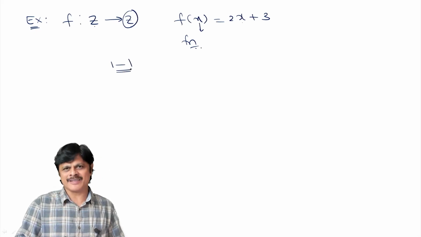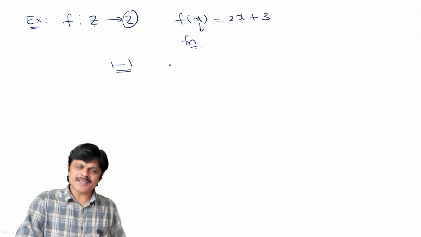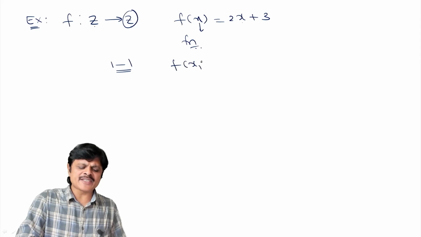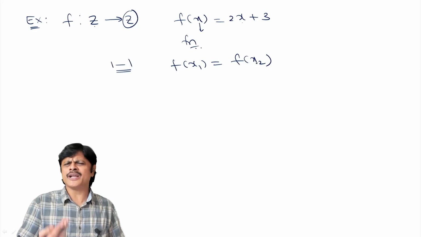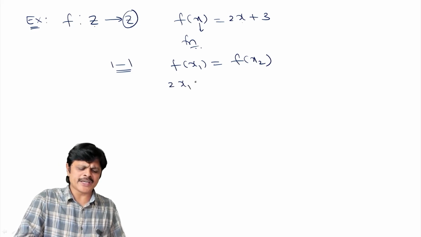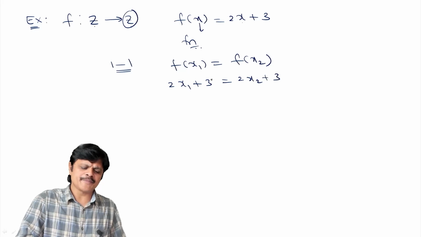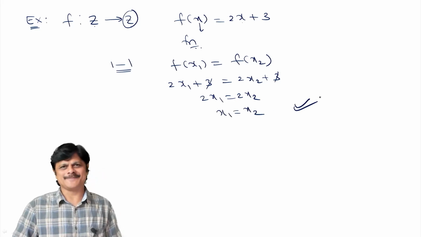How to check 1, 1? See, 1, 1 means what, sir? We need to take f(x1) equal to f(x2) and we have to prove x1 equal to x2. Then it's 1, 1. Just write down 2x1 plus 3 is equal to 2x2 plus 3. 3, 3 gone. 2x1 is equal to 2x2. 2, 2 gone, x1 equal to x2. Oh, wonderful. It is 1, 1.